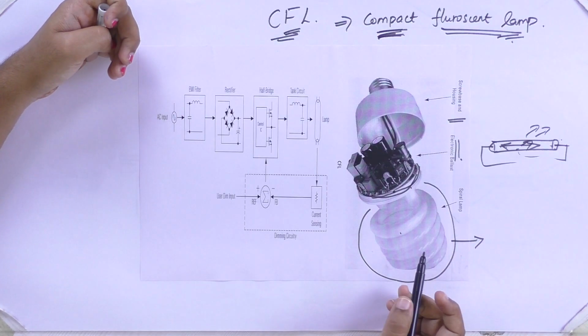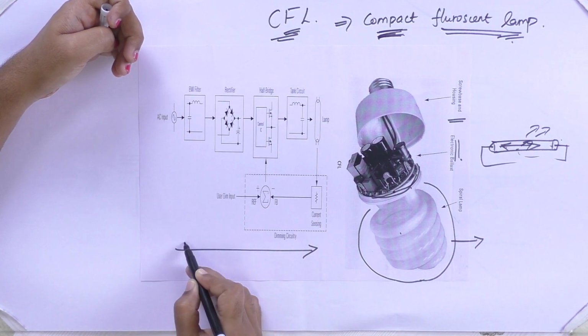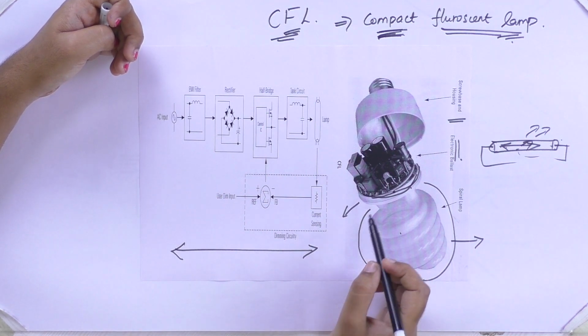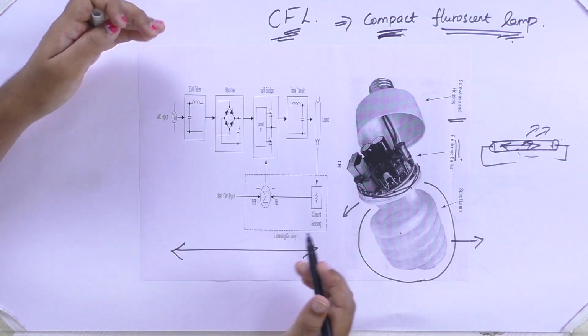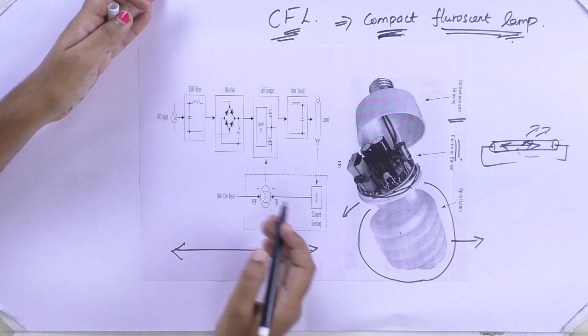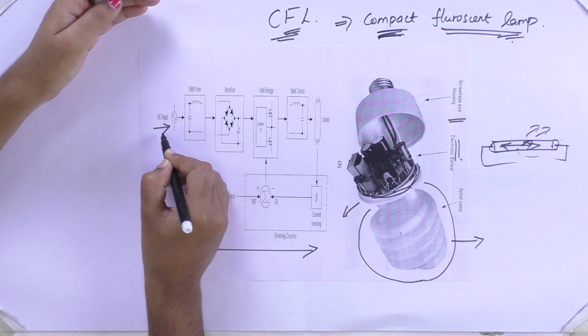The working principle is similar to the mercury vapor lamp: when you supply a current to the main electrode, the gas in the tube gets discharged and emits ultraviolet radiation. This ultraviolet radiation is converted into visible light with the help of a phosphor coating. So we will see the control circuit, the electronic ballast circuit present in the CFL. The electronic ballast circuit consists of a, we will be supplying an AC input.